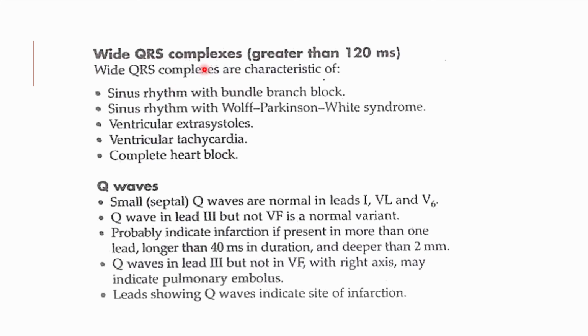If there's a wide QRS complex, this usually indicates a sinus rhythm with bundle branch block. It could indicate a sinus rhythm with Wolff-Parkinson-White syndrome. It could indicate ventricular extrasystoles. It could indicate ventricular tachycardia. It could indicate complete heart block.